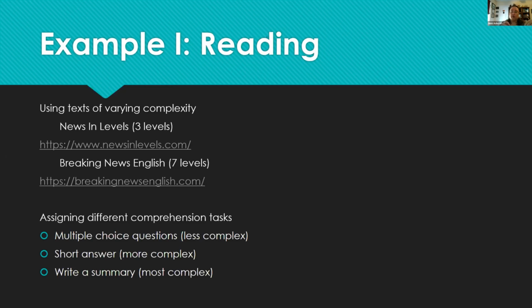Short answer questions are more complex because students have to write an answer, or write a summary of the text. So they have to be able to pick out the main ideas and some important details, and then actually construct the response to write the summary. So you might be able to differentiate by choosing texts of different levels, but even if students are all reading the same text, you can differentiate what they do with that text afterwards.